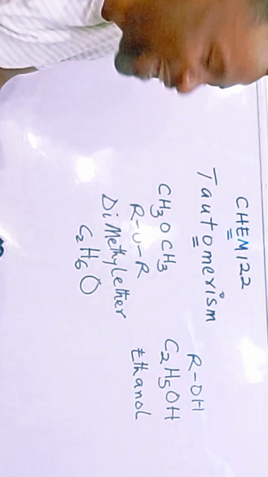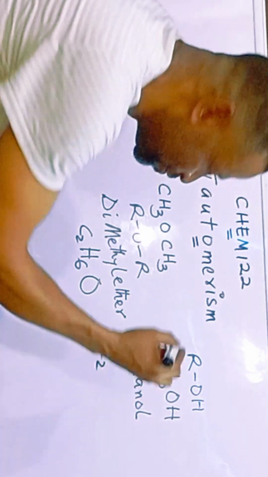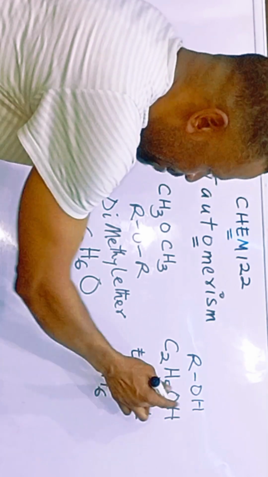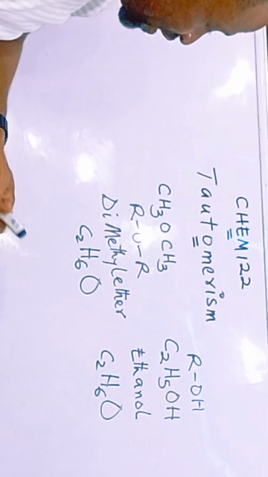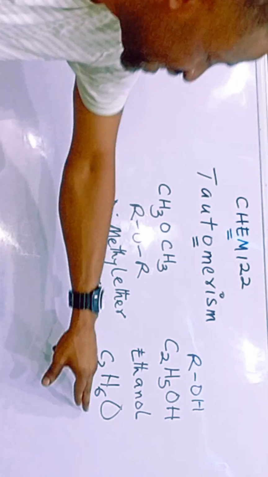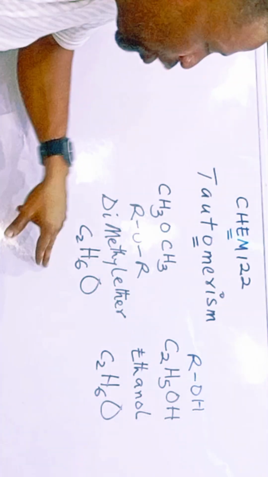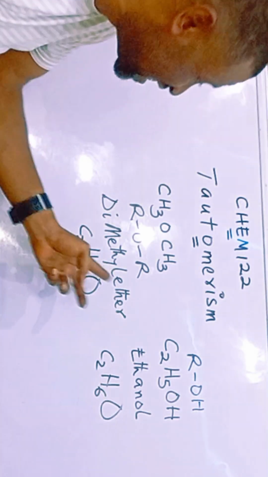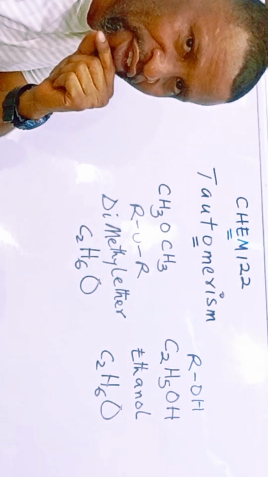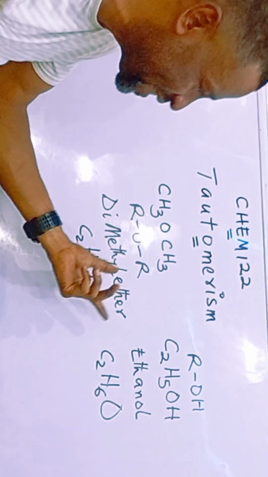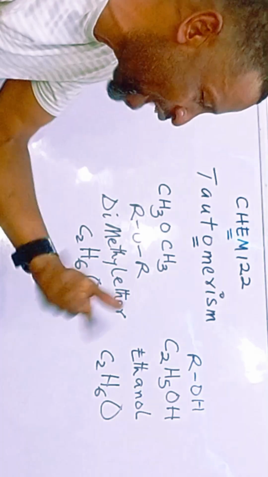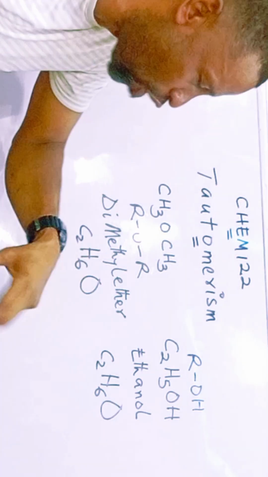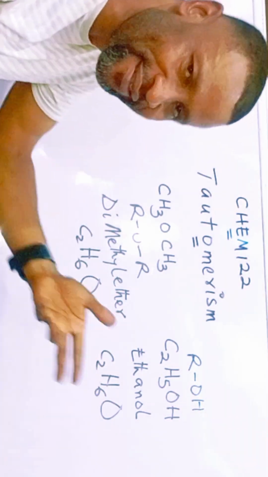Let's do the same thing here. How many carbon atoms do I have? 2. How many hydrogen atoms? 5 plus 1. That is 6. How many oxygen atoms? 1. So you see that the two of them have the same molecular formula. But they are structurally different because they have totally different names. So it means that dimethyl ether and ethanol are structural isomers belonging to the subclass we call functional group isomers.